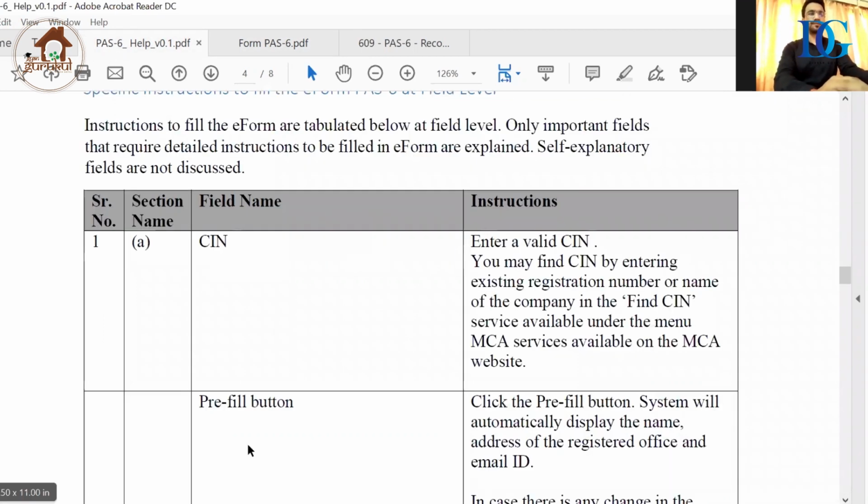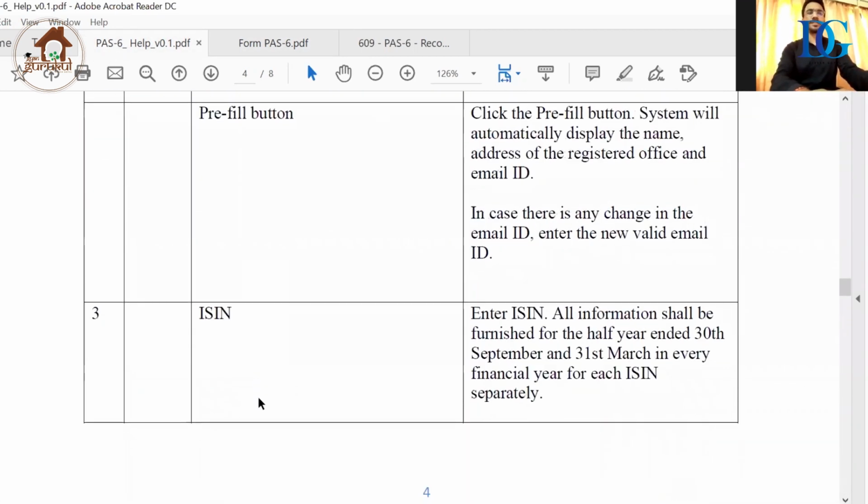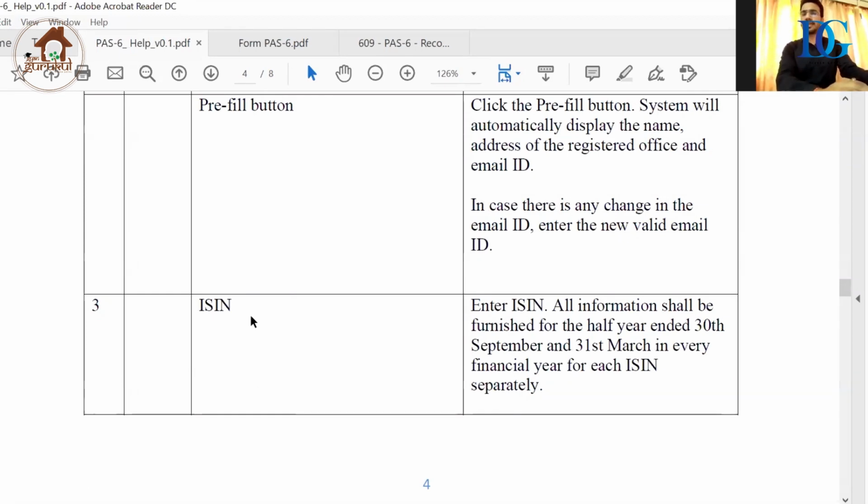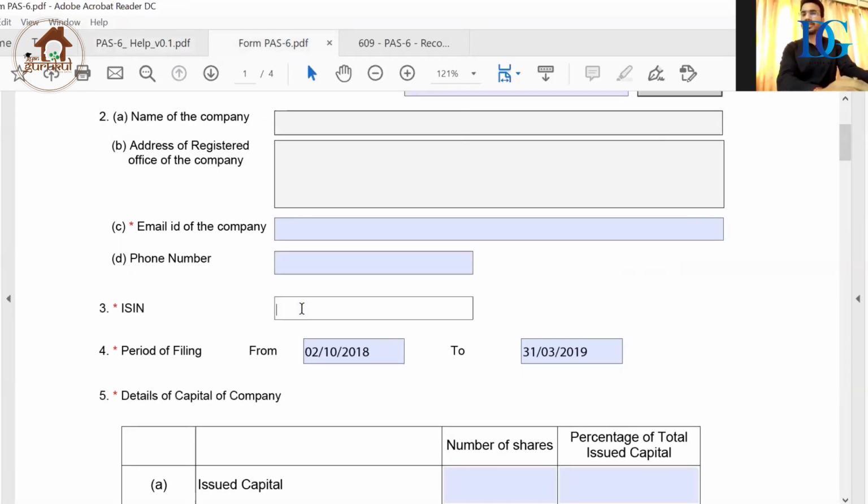Then point number two, you have to mention the ISIN number. As we discussed in our earlier videos, mentioning the ISIN number is the foremost requirement of this form. The company has to mention the ISIN number. If we read it, enter ISIN: all information shall be furnished for the half year ended 30th September and 31st March in every financial year for each ISIN. As we have already discussed, an ISIN number is generated for each type of security separately, so the company has to mention all the ISIN numbers at this place.